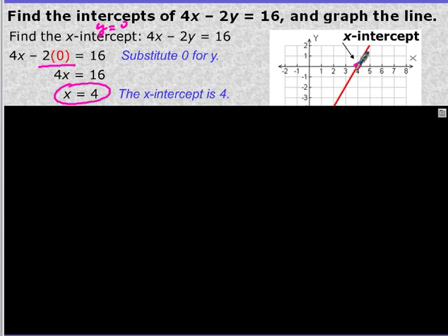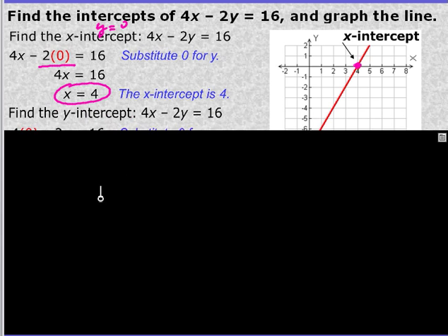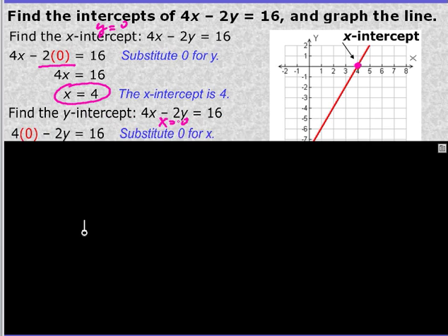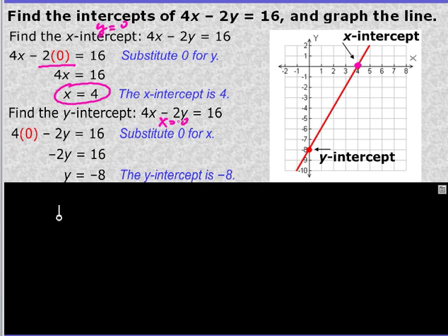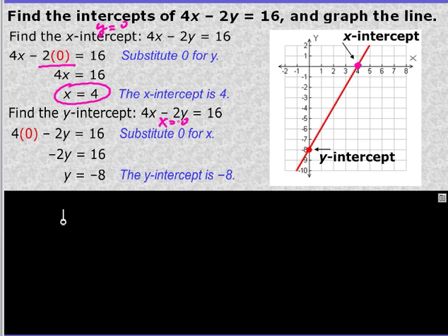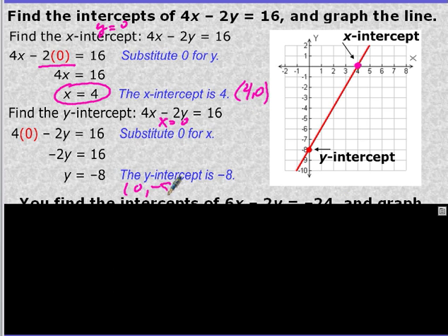Now when I find my y-intercept, and remember here x is equal to 0, I substitute 0 in for x. I'm left with this. I divide by my negative 2, and I get negative 8. So that gives me a point 0, negative 8 that I can plot, which is here. And then now I have my 2 points. I connect those points with my line, and I'm done.